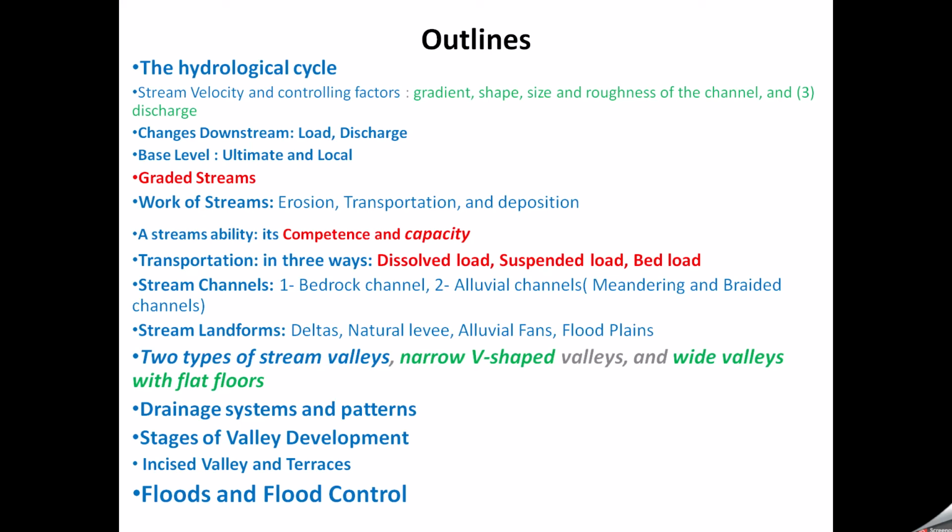Stream landforms, deltas, the product of the stream, natural levee, alluvial plains, flood plains. Two types of stream valleys: narrow V-shaped valleys and wide valleys with a flat floor. Drainage systems and patterns, stages of valley development, incised valley and terraces, floods, and flood control.